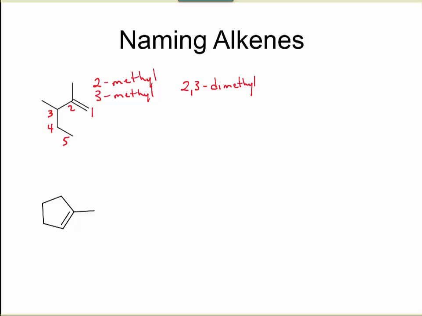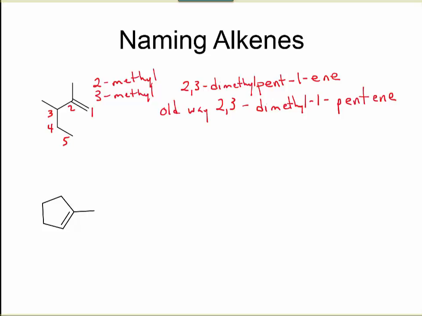The root is pent because it's a 5-carbon alkene. The double bond could be located either at C1 or C2, and so we have to specify that it is located at C1. That is done by putting the number 1 after the root and before the suffix. So the preferred IUPAC nomenclature is 2,3-dimethylpent-1-ene. It's been a recent change that the alkene number comes after the root. The old way to name these would be to say 2,3-dimethyl-1-pentene, where the number comes before the root. You'll see both of those methods of nomenclature used.